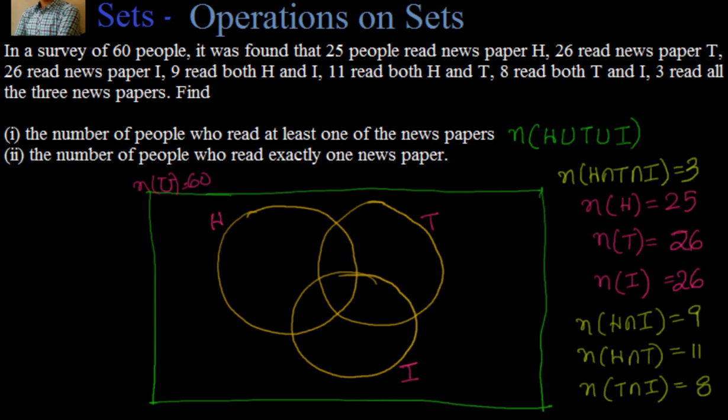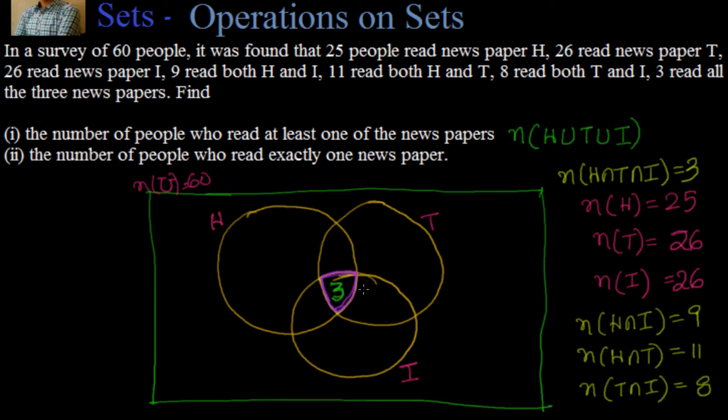Now let's put those values in the Venn diagram. When I have been told N of H is 25, what's the meaning of that? This whole H circle altogether should be 25. That includes only H plus H intersection T, H intersection I, and H intersection T intersection I. So first I will put down this particular piece, which is nothing but equal to H intersection T intersection I. That value is 3.